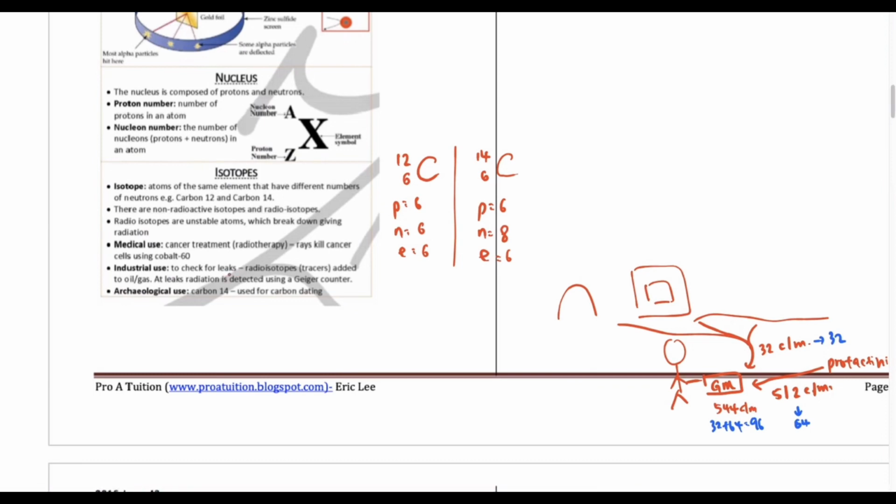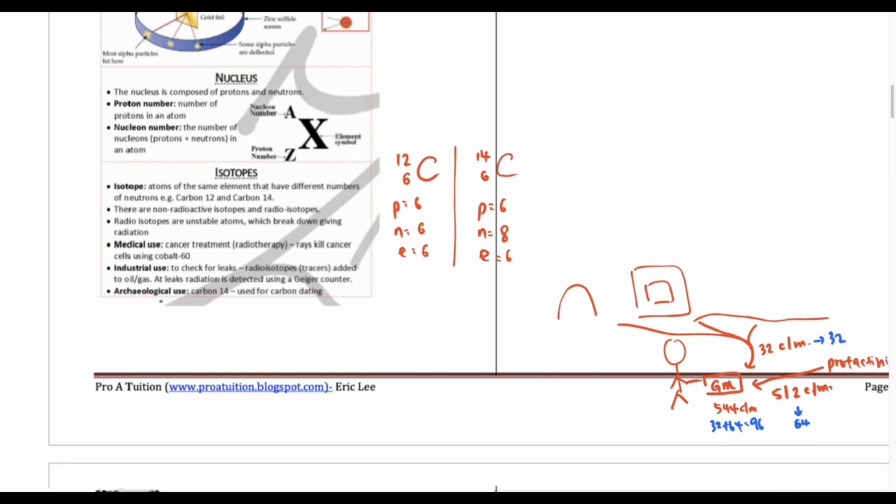So leaking happens at the water pipes, and then you put radioisotopes, or we call them tracers. You add it to the oil pipe or the gas pipe, at positions where leakage happens. Then the Geiger counter will show a higher reading there. The radioisotopes will gather around the leakage area, and that's why the Geiger counter shows a higher reading.